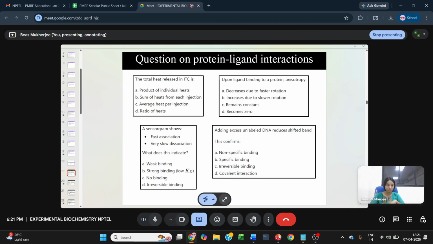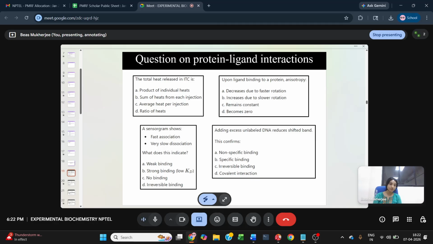So what does that tell you? That means the kon rate is high, the koff rate is low. So what does that tell you? Weak binding, strong binding, that is low KD, no binding, or irreversible binding. Okay, so which of these would be true? If you remember the formula for KD, it was koff by kon. So then what would this answer be? Correct?